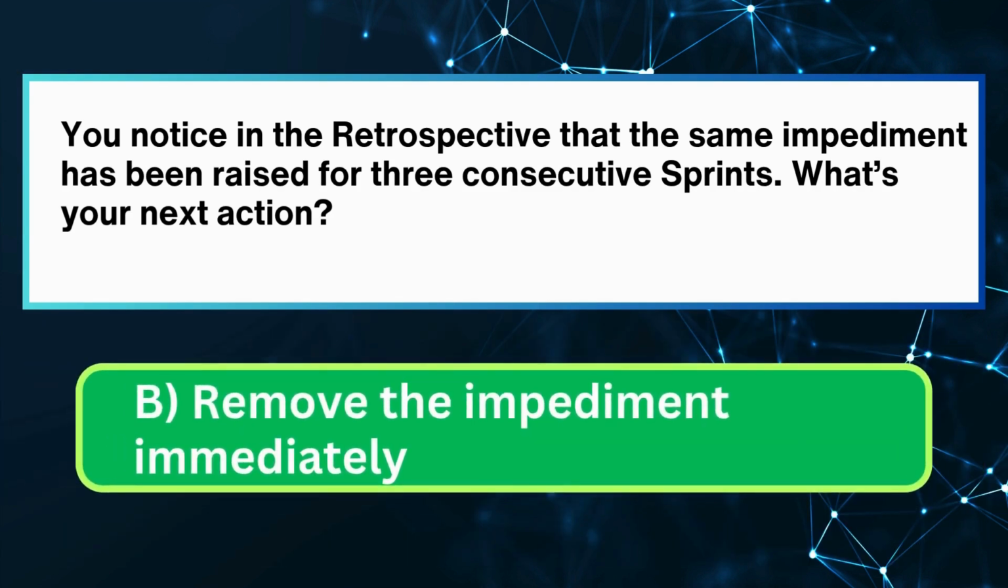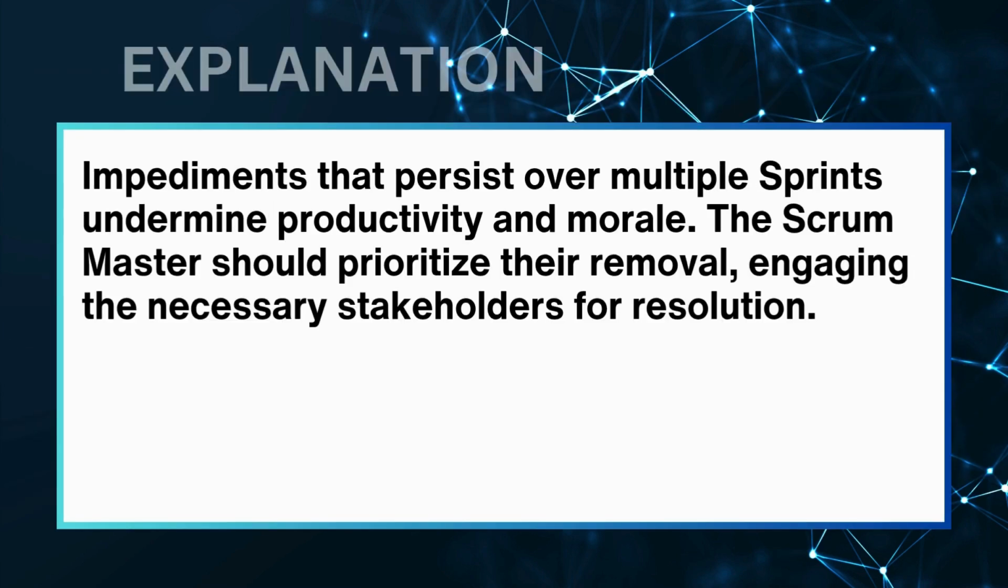The correct answer is B. Remove the impediment immediately. Impediments that persist over multiple sprints undermine productivity and morale. The Scrum Master should prioritize their removal, engaging the necessary stakeholders for resolution.